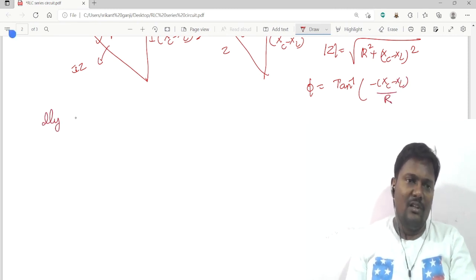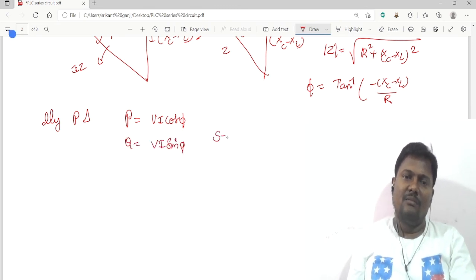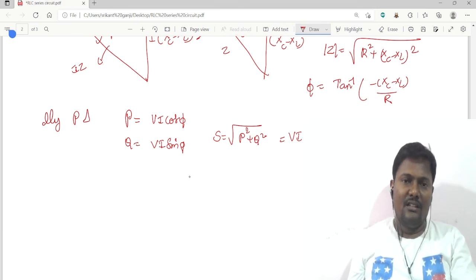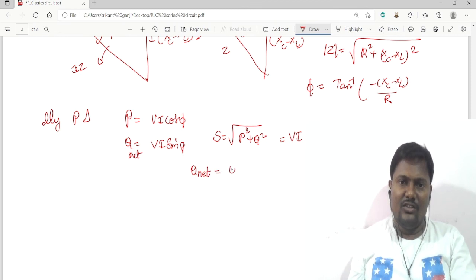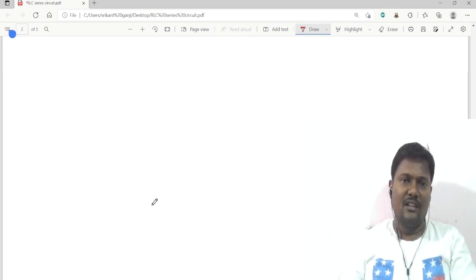Similarly, you will get a power triangle. So active power is equal to VI cos phi, reactive power is equal to VI sin phi, and the apparent power under root of P square plus Q square, that is VI. And the net reactive power is like this, Q net, now it is QC minus QL, whereas S is equal to P minus jQ net, because it is in the negative imaginary axis.